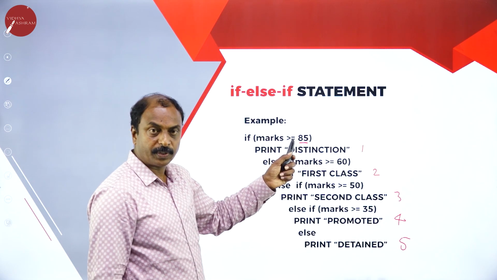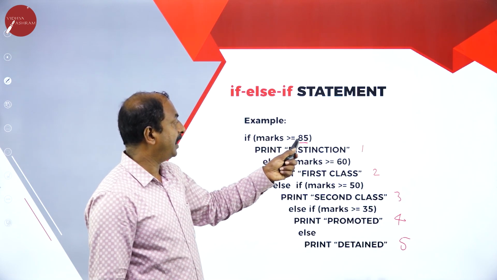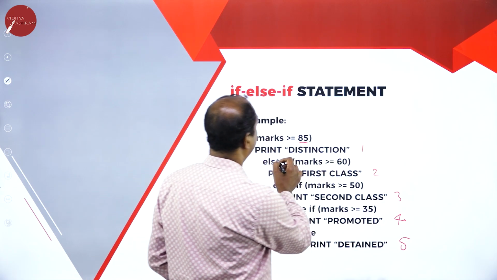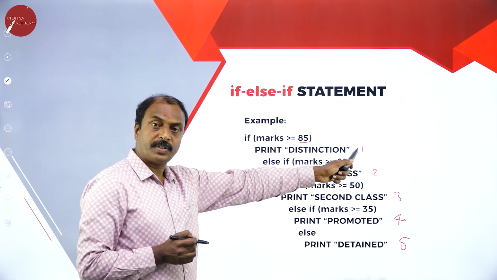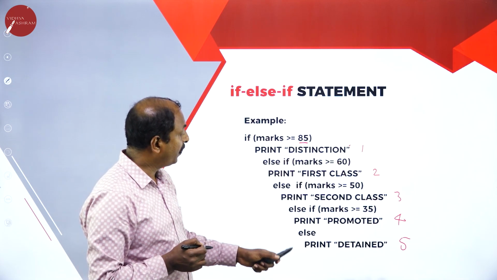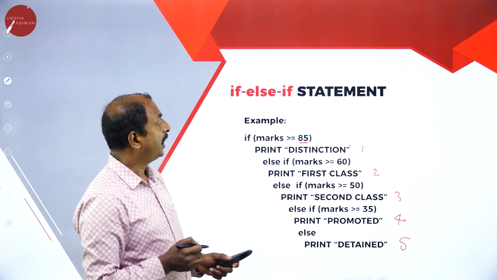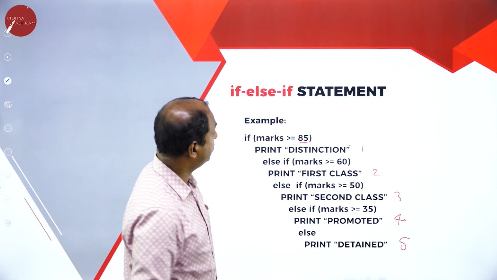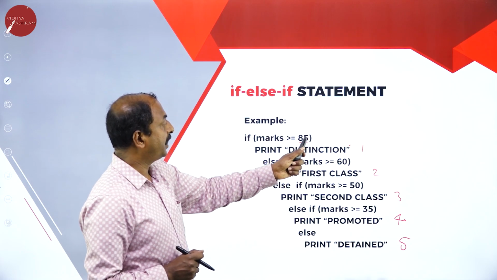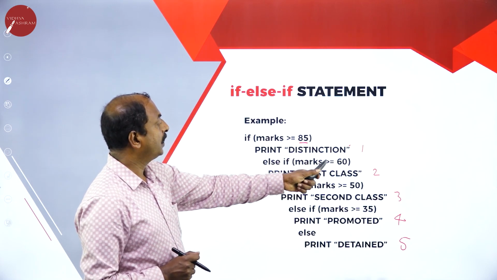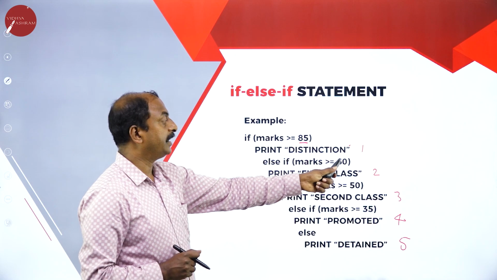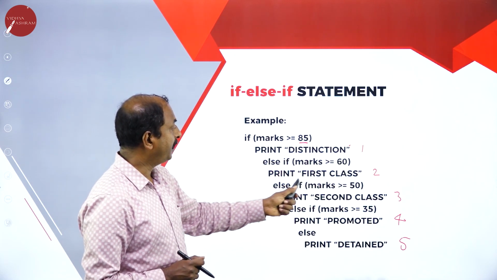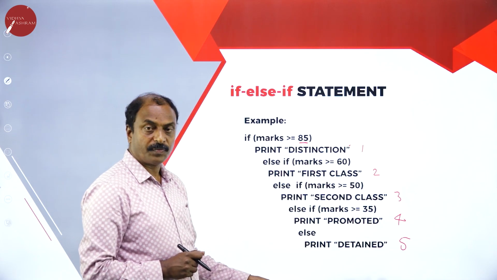Suppose any student's marks entered are above 85, it gives the result as distinction, and after this it comes out of the if else if construct. So at any point of time it executes only one set of statements. If the first condition fails, it goes to condition number 2, that is greater than 60. It checks this condition. If it is true, it prints first class and comes out of it.